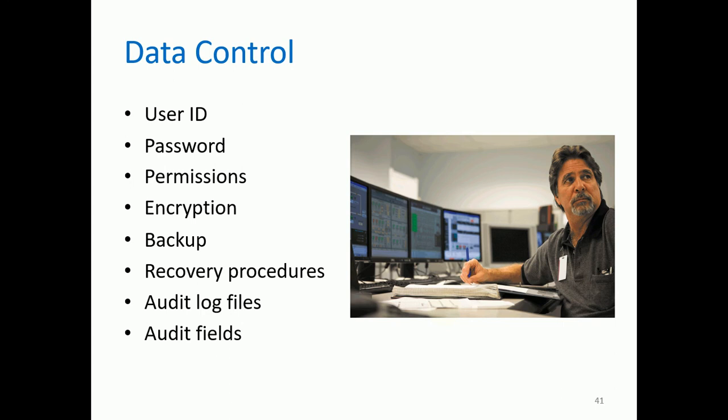Then encryption, to protect your data so as not to expose raw data to hackers. And of course, you must back up your data, because backup and recovery come hand in hand. If you do not have any backup, how can you recover the data if it is compromised? Recovery procedures are from a backup or from the last saved modification. And audit log files let you know when the data was last updated, who updated the file, and whether these were authorized. Audit fields, such as a timestamp, are related to audit log files: when was it last updated, and which users accessed and modified the data.